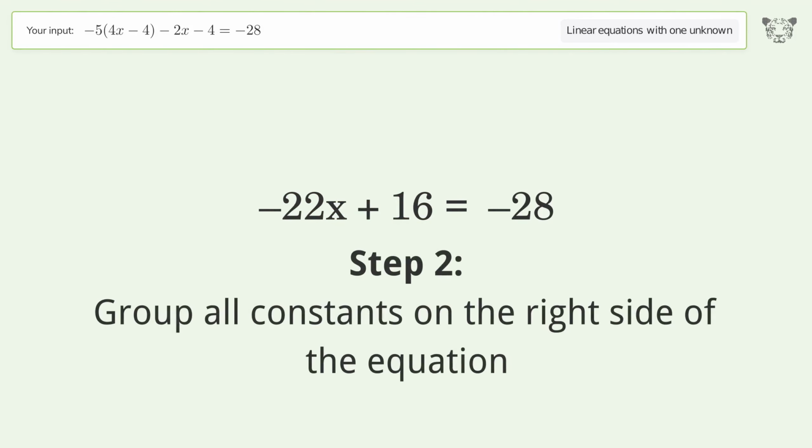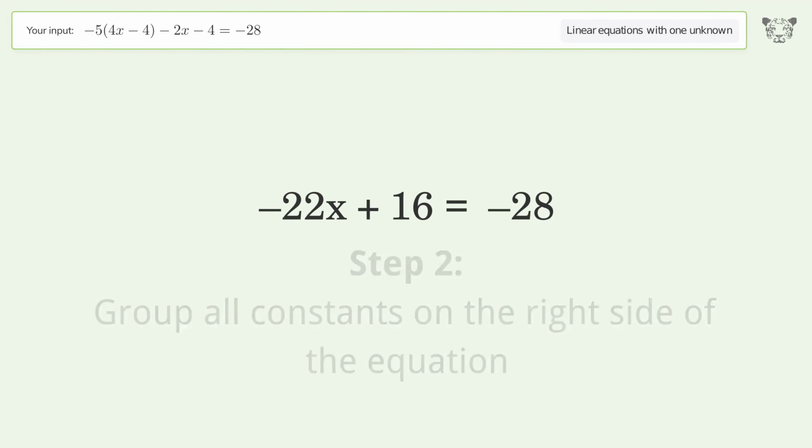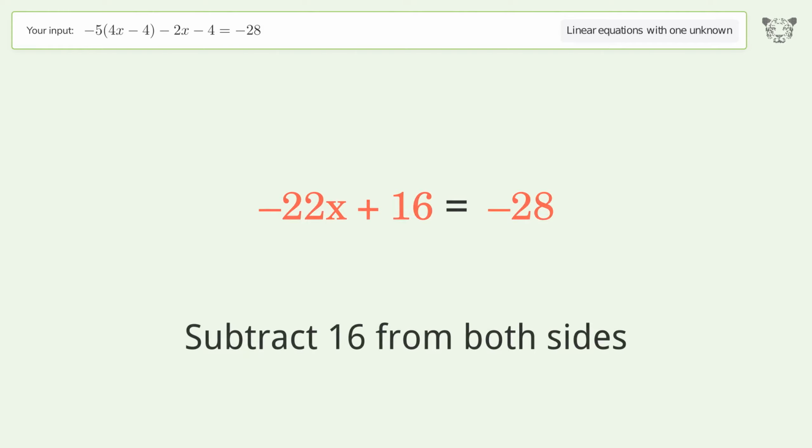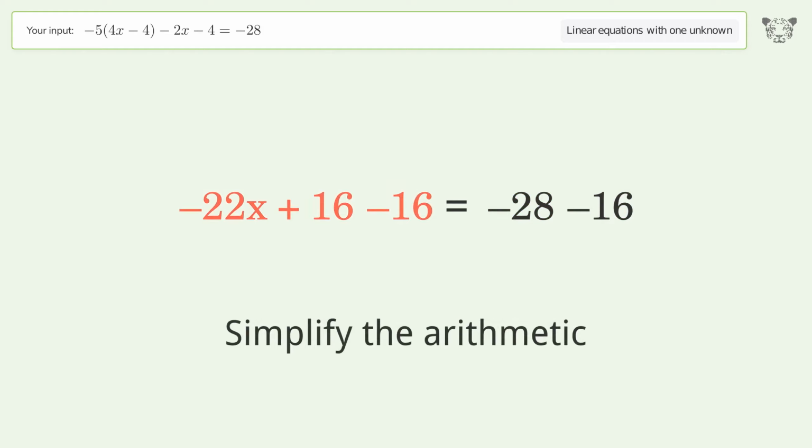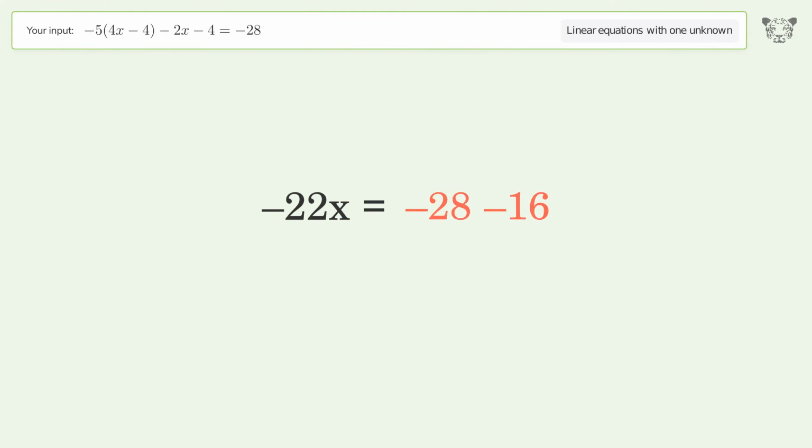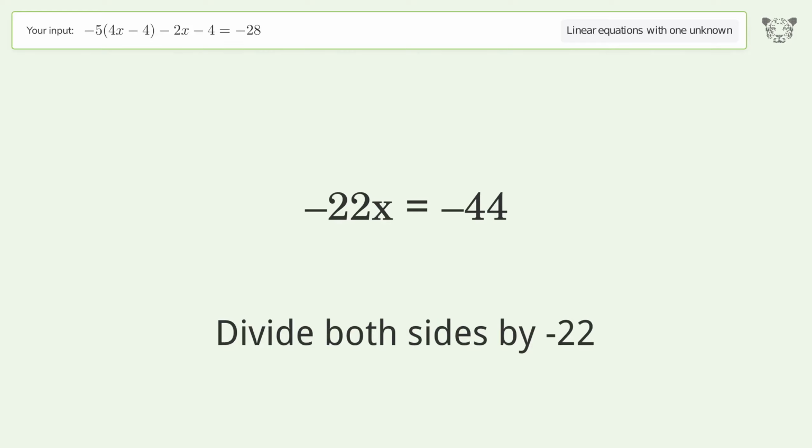Group all constants on the right side of the equation. Subtract 16 from both sides. Simplify the arithmetic. Isolate the x. Divide both sides by -22.